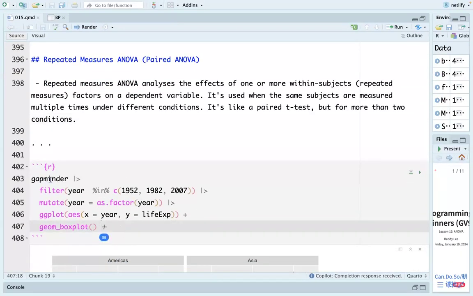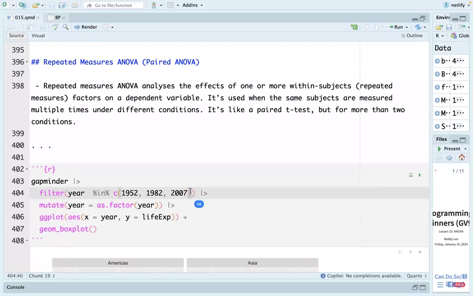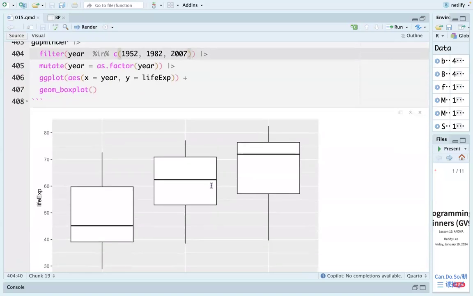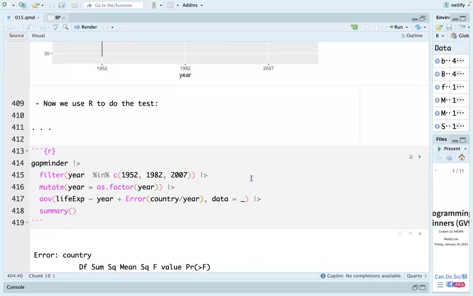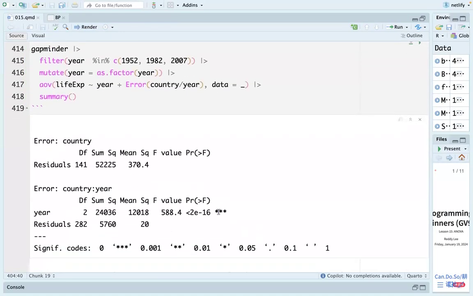So here we use Gapminder. We choose 3 years, and here we don't choose continents. So this is a simpler one. It's a one-way repeated measures ANOVA. So we do this. We can see that they're quite different. So we test it. It's significant.